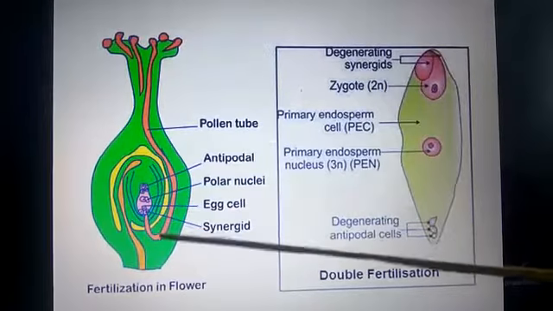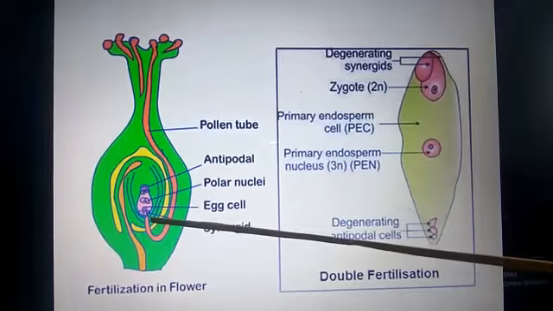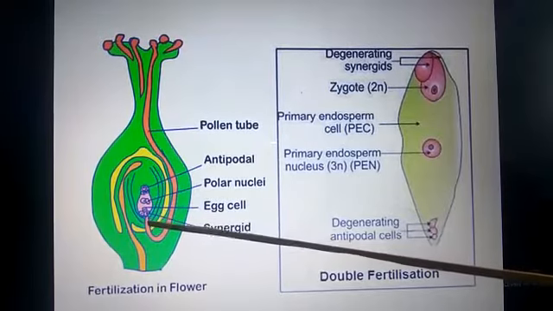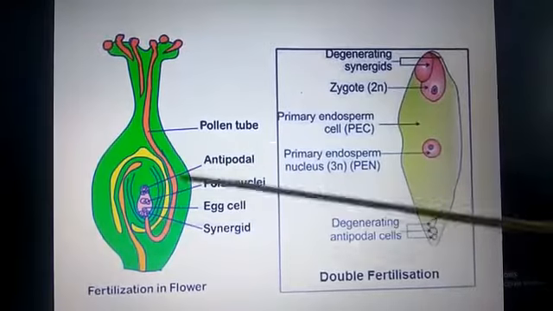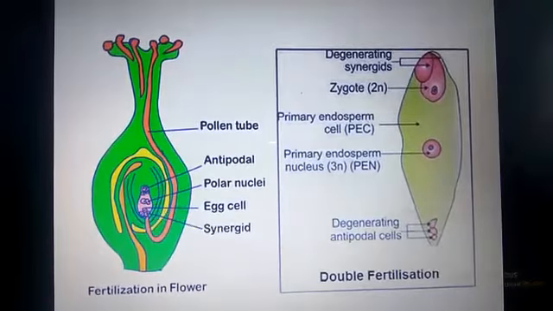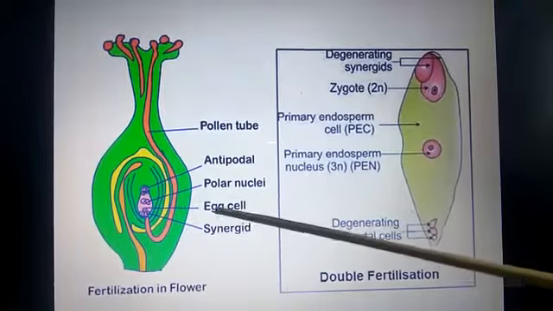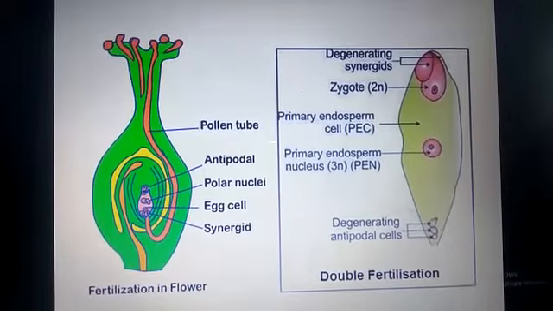In the embryo sac, the pollen tube will come in contact with one of the synergid cells. Once the pollen tube comes in contact with the synergid cell, it will release the two sperm cells or two male gametes into the cytoplasm of the synergid. Then from there, one male gamete will go and fuse with the egg cell and undergo fertilization. What type of fertilization? Generative fertilization.